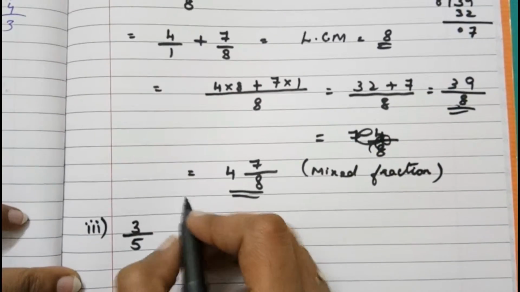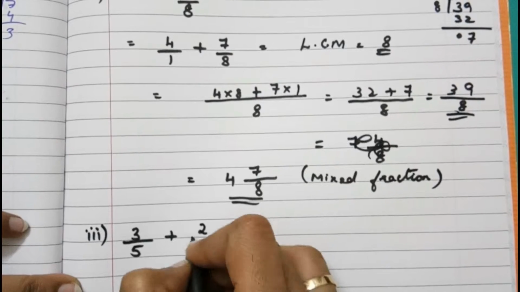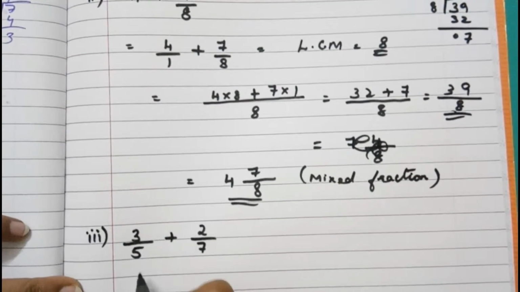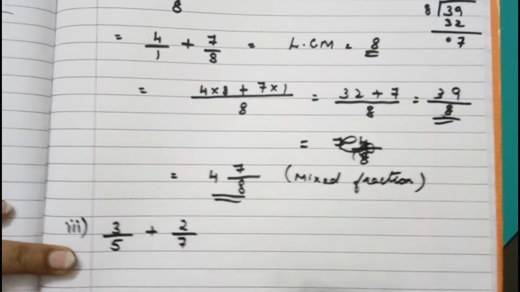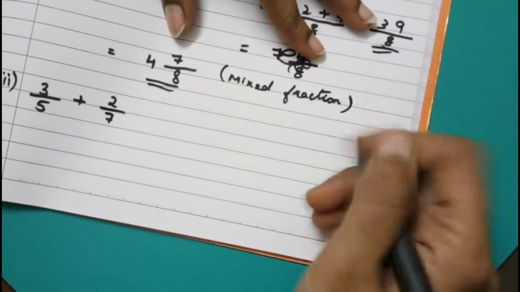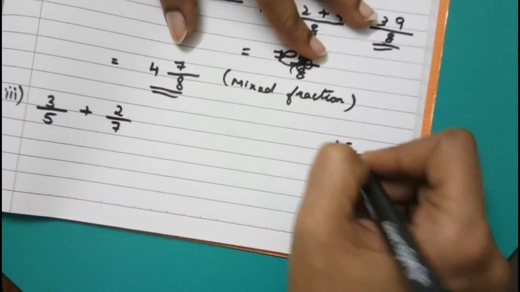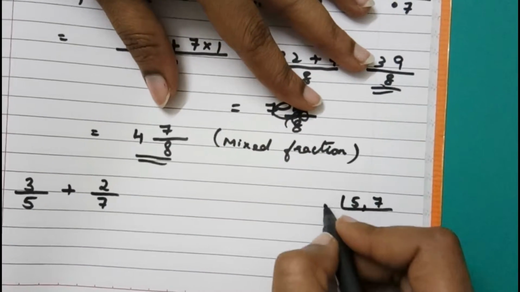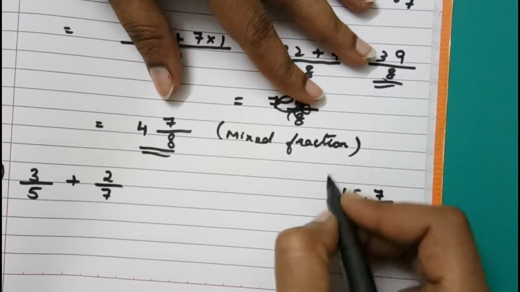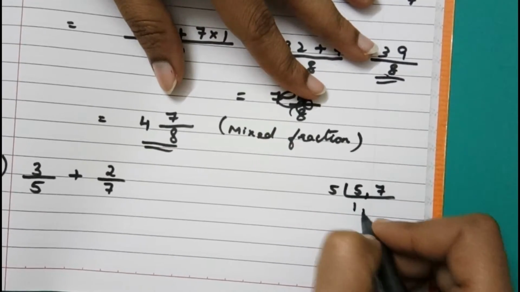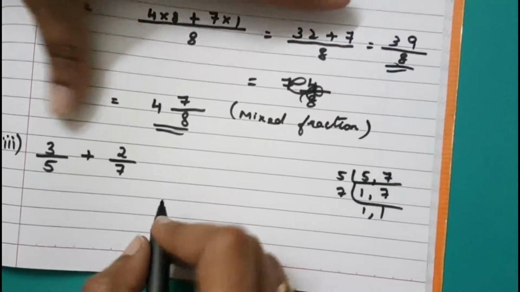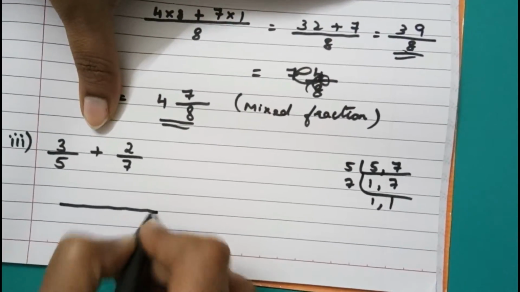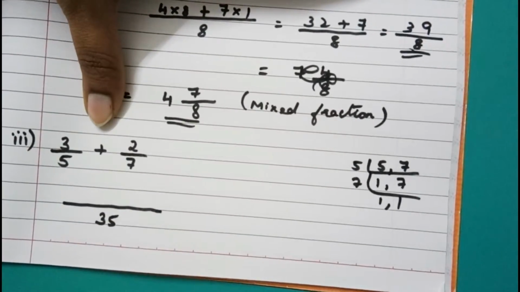That is, the sub question number 3, that is 3 by 5 plus 2 by 7. Okay. Now see, here both the denominators are different. So what we have to do is calculate the LCM. Let's calculate the LCM. 5 and 7. Now what will go? Since there is nothing in common, we can take 5. 5 ones are 5. 7, 7, 1, 1. 7 5s are 35. So what is the denominator here? The common denominator is 35. Okay.